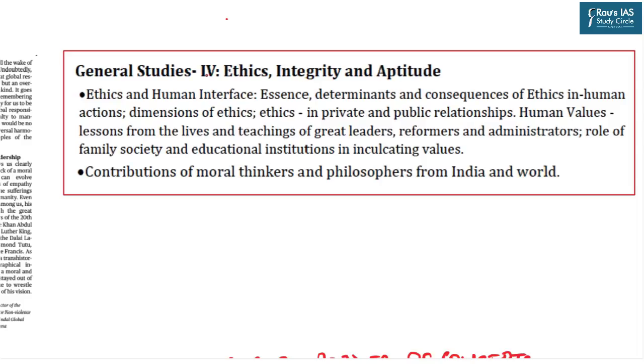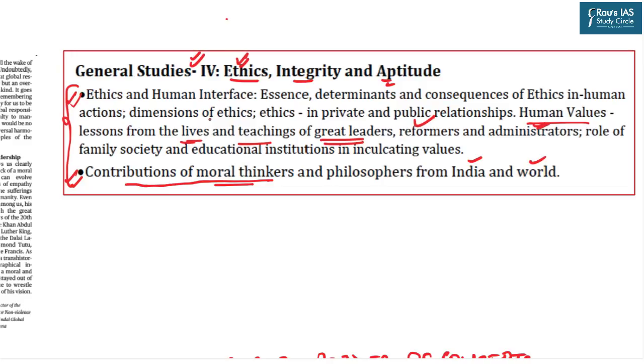And from the syllabus perspective, this topic purely falls under General Studies paper 4, which is ethics, integrity and aptitude. Under this syllabus, UPSC has mentioned two important things. The first subpart reads: human values, lessons from the lives and teachings of great leaders, reformers, and administrators. Similarly, the second talks about the contributions of moral thinkers and philosophers from India and the world. So there are two subtopics in the ethics paper where we can fit this topic.